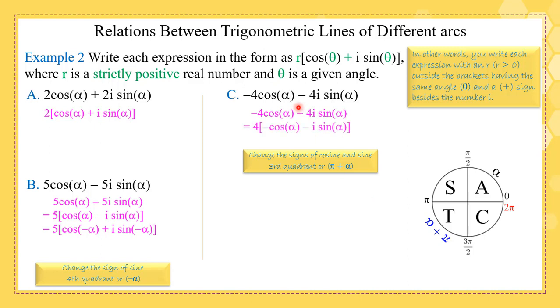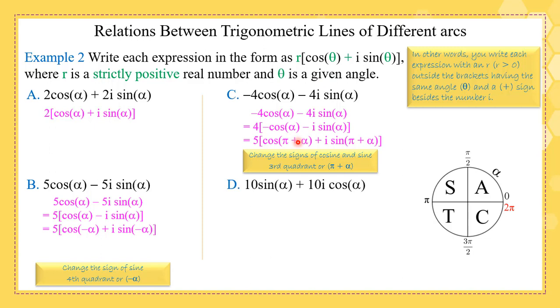Now if we take 4 in common, we get minus cosine alpha minus I sine alpha, and if we change alpha into pi plus alpha, we get cosine of pi plus alpha, which is minus cosine alpha, and sine of pi plus alpha, which is minus sine alpha. So this is the required part, and in this case r is 5 and theta is pi plus alpha.